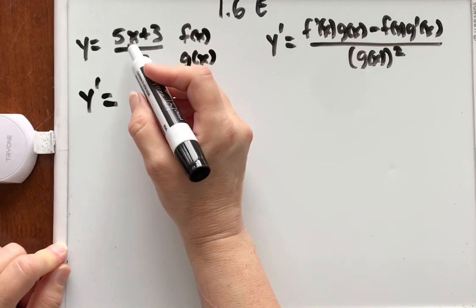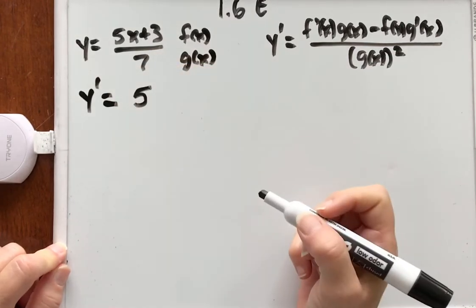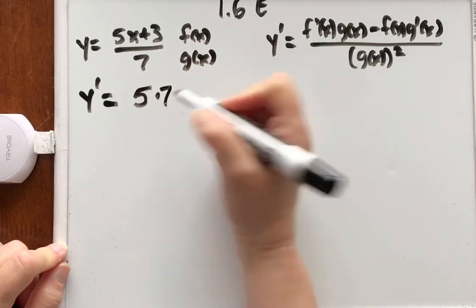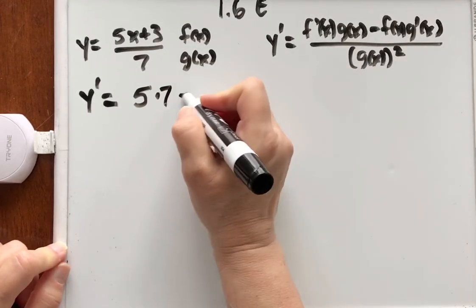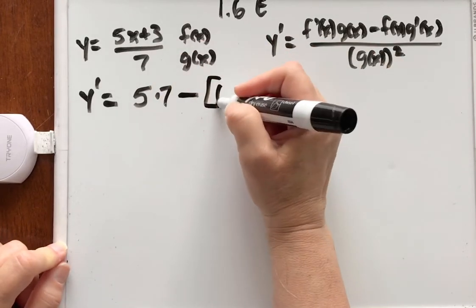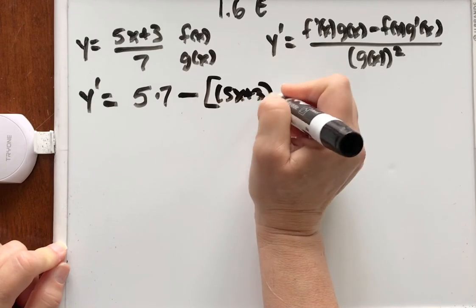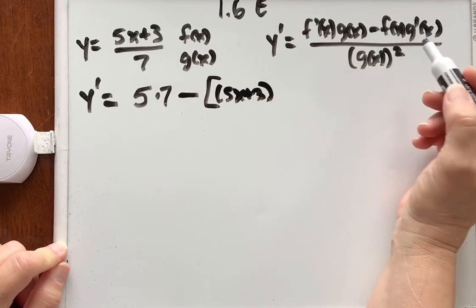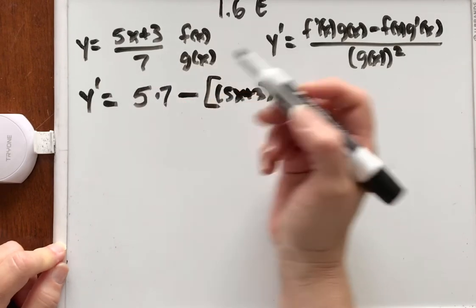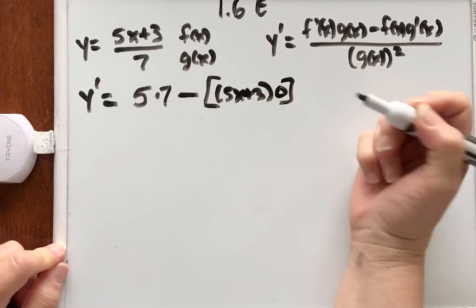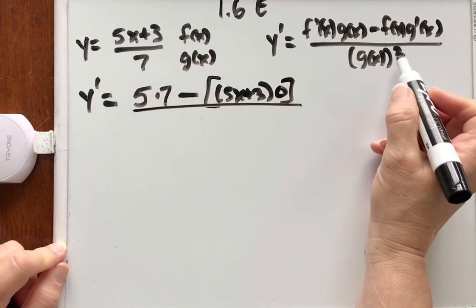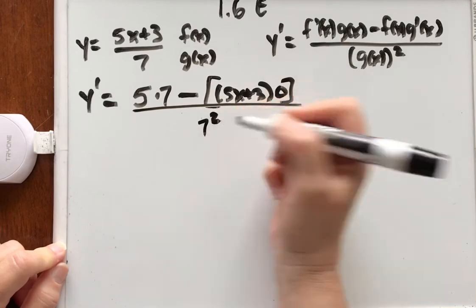F prime of x is just 5, times g of x. G of x is just 7. Minus f of x. F of x is 5x plus 3 times g prime of x. Oh, we have a constant here. What's the derivative of a constant? That's right, 0. All over g of x squared, so that's 7 squared.